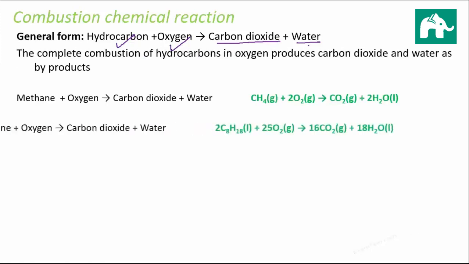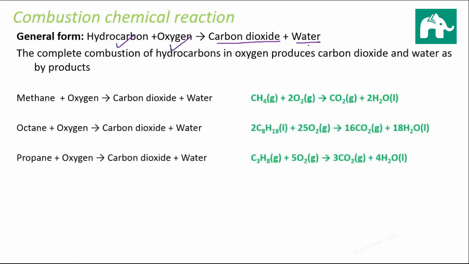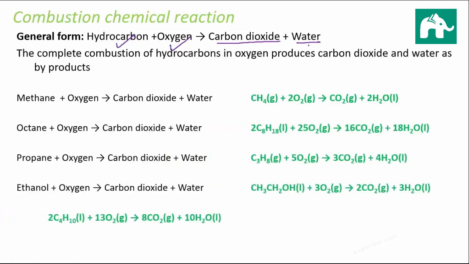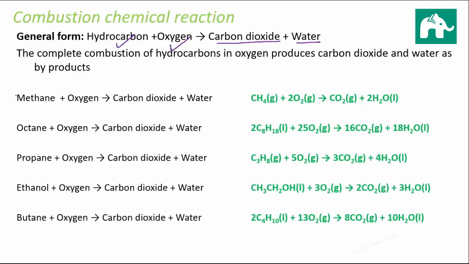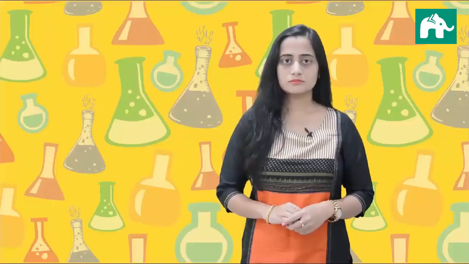Methane plus oxygen, or octane plus oxygen, or propane plus oxygen, ethanol plus oxygen, butane plus oxygen. So all of these are hydrocarbons, and when they are oxidized, that is when they combine with oxygen, they produce carbon dioxide and water, and this is called combustion.